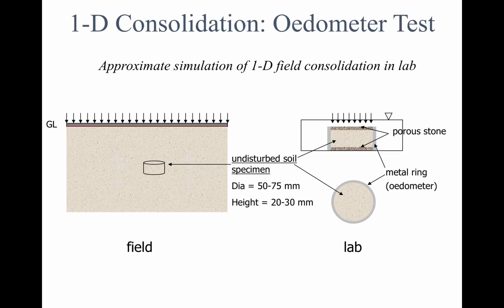So lastly, we're going to talk about how do you test this, how do you get this information. So if you're in the field, you would take a specimen. So here's our undisturbed specimen, and we take it to the lab to run what's called a consolidation test or odometer test. And basically what we do in the lab is trim the specimen, put it inside this metal ring, and put it inside of a testing odometer.